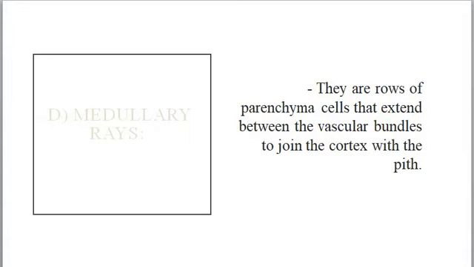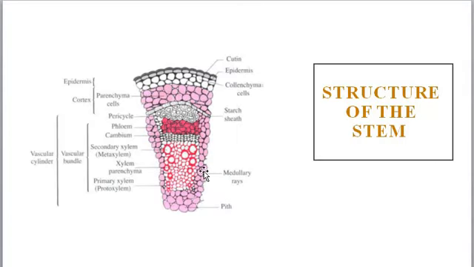Where are the medullary rays? The medullary rays here just join between the cortex here. Where is the cortex here? Yes, this layer. The medullary rays connect between the cortex and the pith. That is all for the structure of the stem.